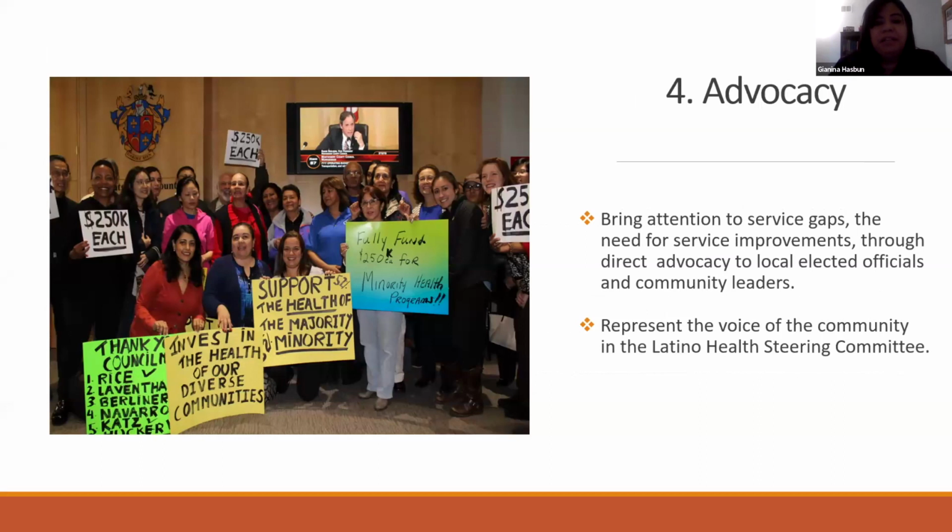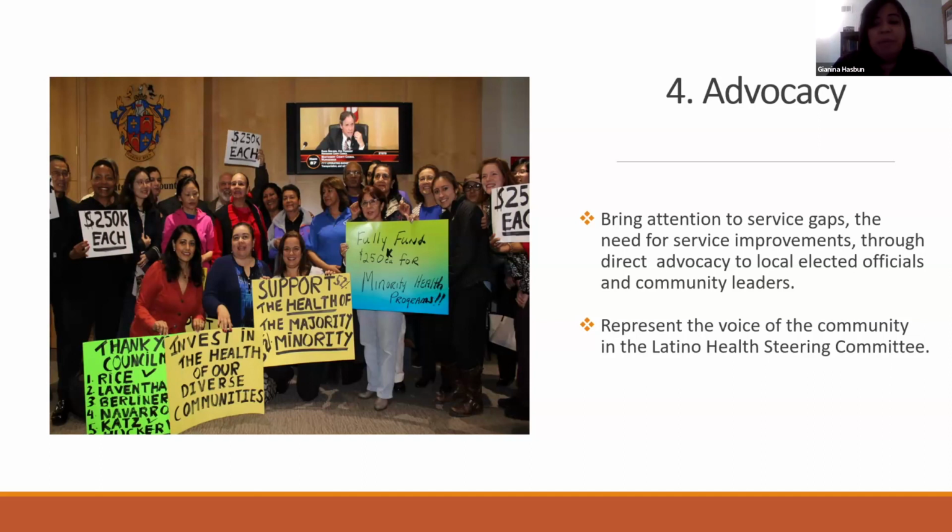And advocacy has also been a strong component for the promotoras. They bring attention to service gaps. They know the needs of the community really well. They receive all this from the community, so they bring attention to these needs, to the gaps, and to the service improvements that need to happen. And they will go to the county council to advocate, or they will go to the community forums that are held by the county executive, or they will bring this up to us, the staff at LHI.